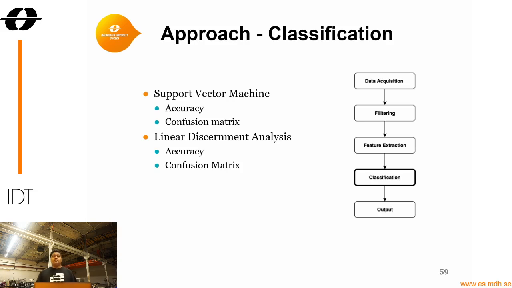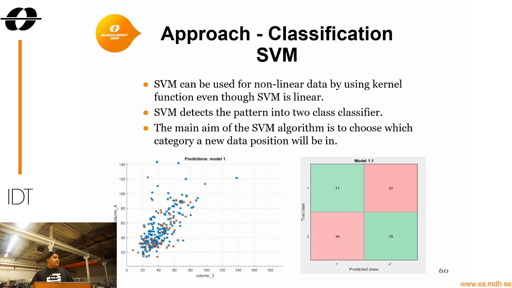For the classification part, we implemented two algorithms. One is a support vector machine, and the other one is linear discriminant analysis. The accuracy of these algorithms was observed, and the plots and the confusion matrix will be shown in the future slides. First, coming to the SVM, it is an algorithm that is used for nonlinear data by using different kernel functions, even though the SVM is linear in nature.